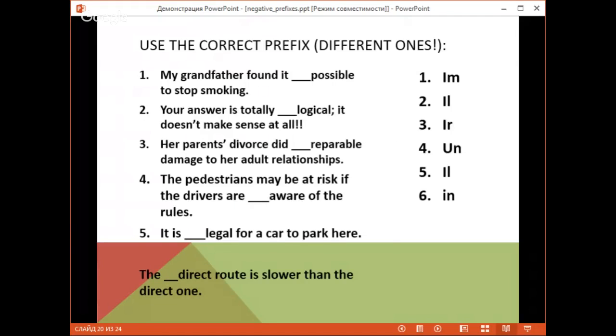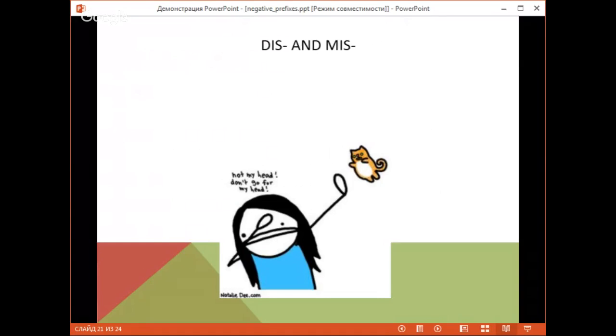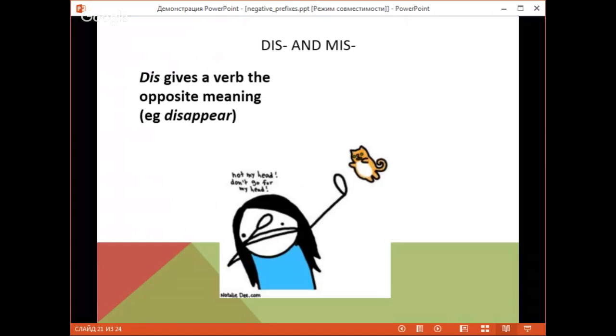Shall we move on? So, speaking about prefixes dis and mis, those are also quite challenging and they have slightly different meanings. Well, speaking about dis, normally dis gives a verb the opposite meaning. For example, disappear. It also has the meaning not only the opposite, but it has the meaning of separation.